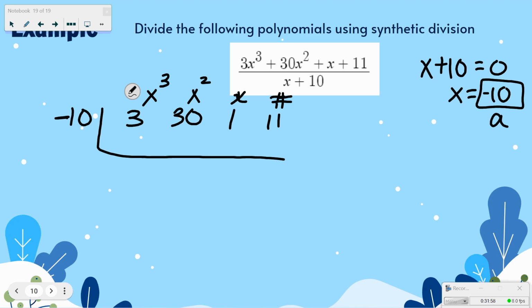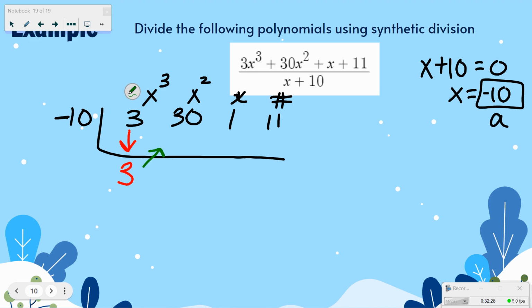Alright, if we got this set up, that's half the battle, like I said, with synthetic division. Everything else is just doing 2 things, which is multiplying and adding. So, let's get to it. Once you have your setup, you're always just bringing down your first coefficient. So bring down that 3 first.